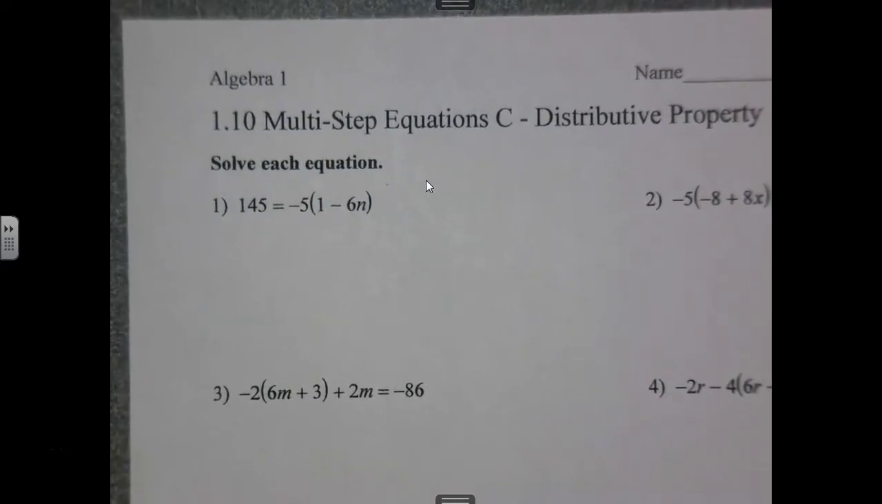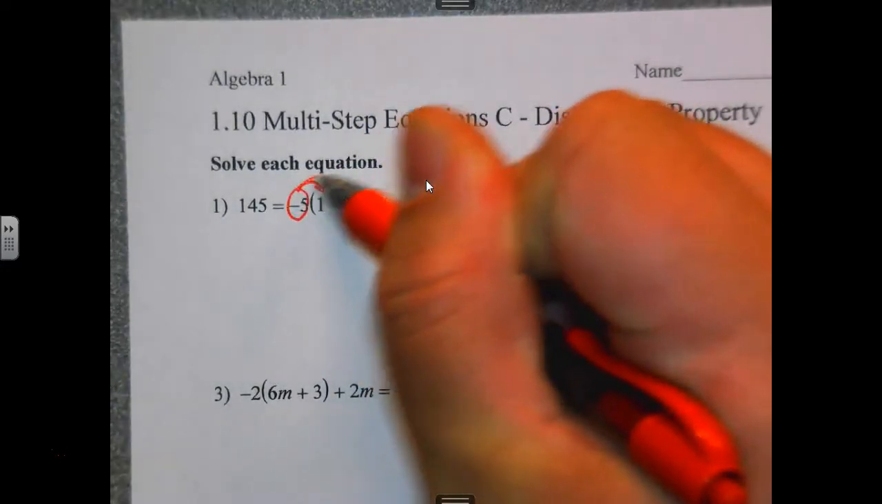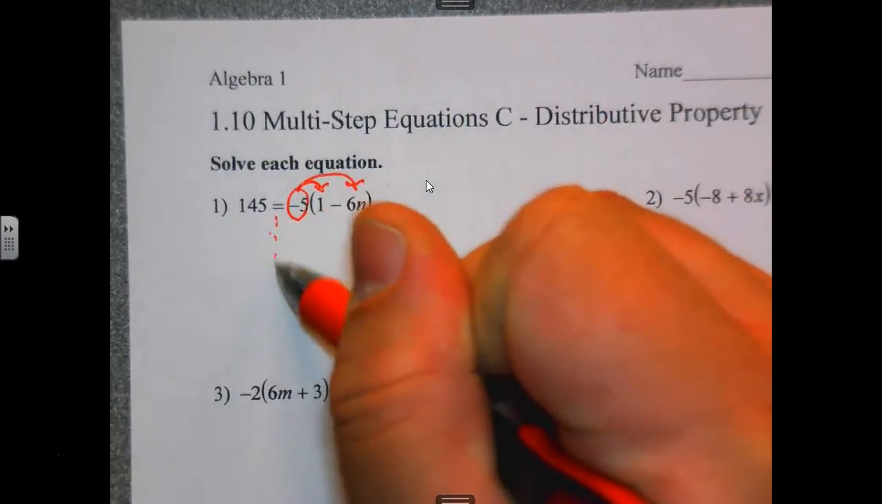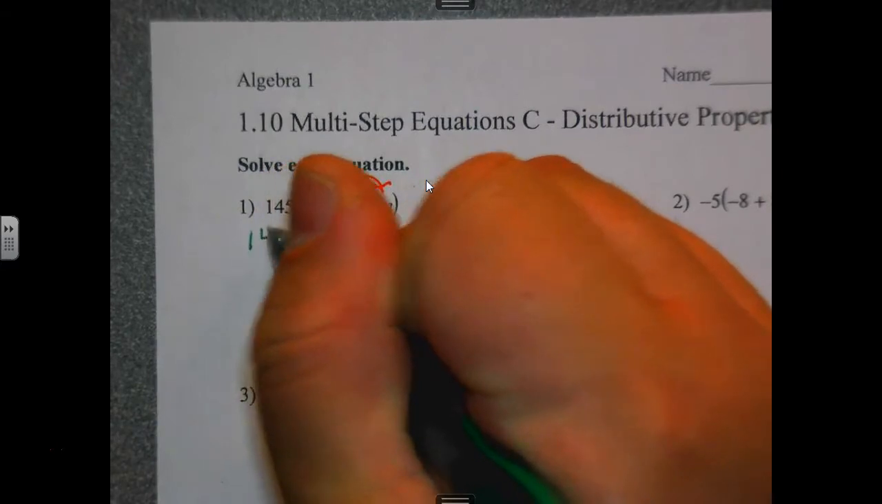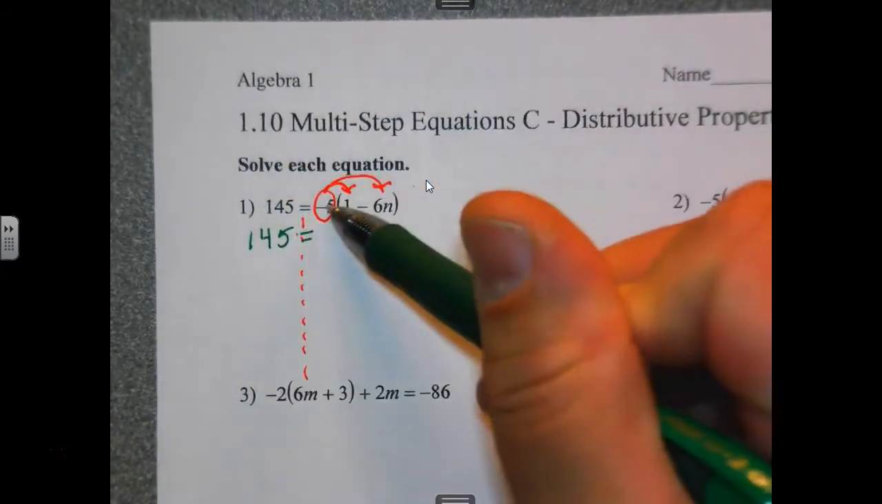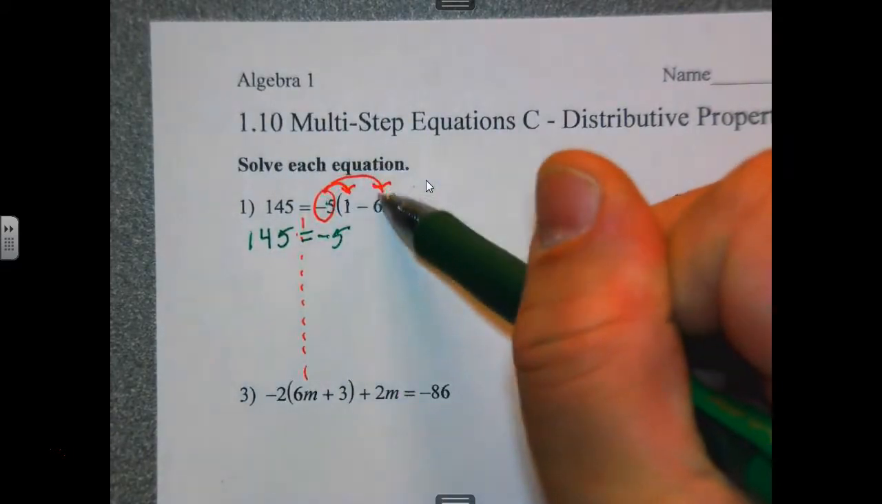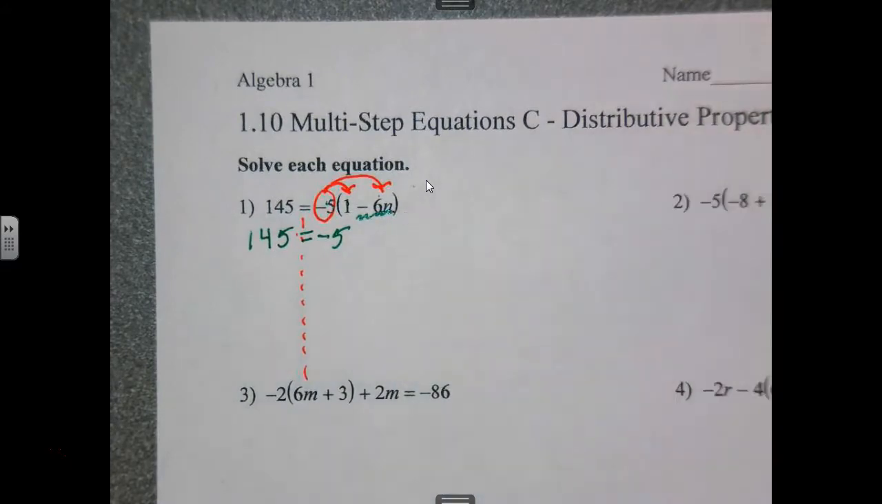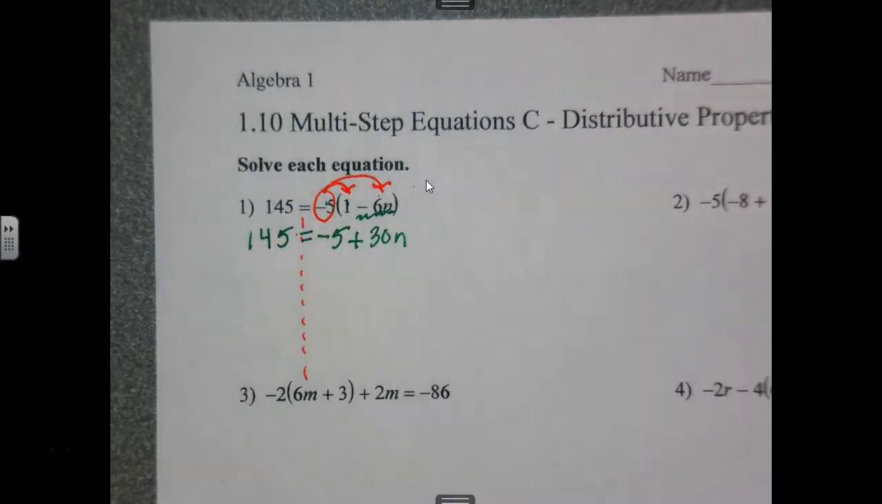When I have a number in front of parentheses, what do I do? That's right, multiply it over the parentheses. Distribute, good. So I have, one, Parker, why? I have 145 equals -5 times -5, -5 times a minus 6n. Okay, negative times negative, 30. And then don't forget the n.